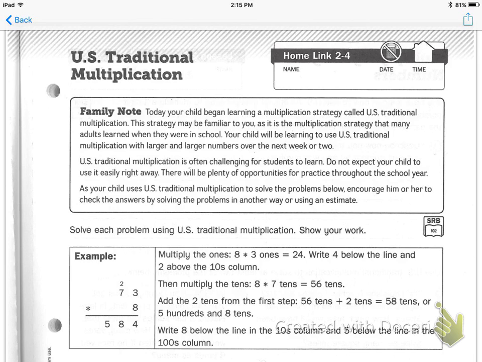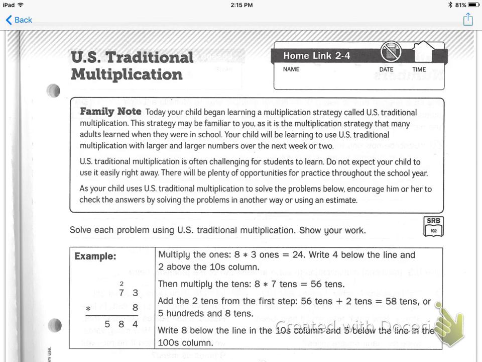U.S. traditional multiplication is often challenging for students to learn. Do not expect your child to use it easily right away. There will be plenty of opportunities for practice throughout the school year. As your child uses U.S. traditional multiplication to solve the problems below, encourage him or her to check the answer by solving the problems in another way or use an estimate. So remember, lattice, partial product, the area model to check your work, or use an estimate.